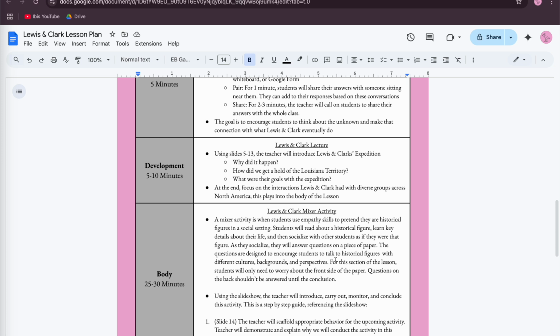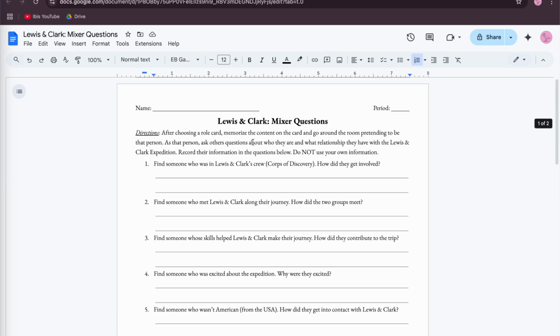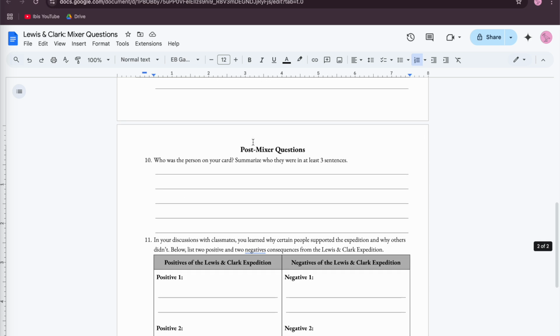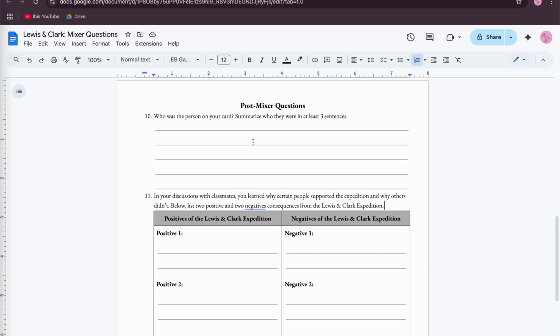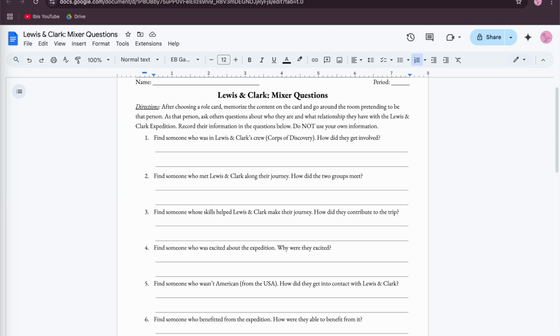They're going to read through their description 4 or 5 times. After they've done that, they will begin the next part of the mixer, which is to actually interact with other people. During this segment, the body part, which lasts usually 25 to 30 minutes, depending on class size and the level of students, students should only be working on the front side. Here's what the assignment looks like. There's the front side right there. And if you scroll down, this is the back side. Students should not be focusing on the back side. They should only be focusing on the front side.